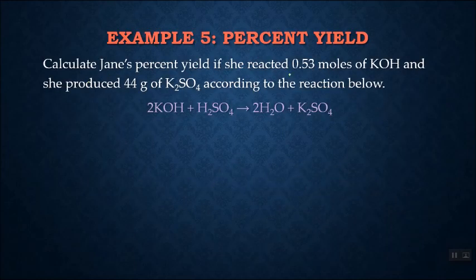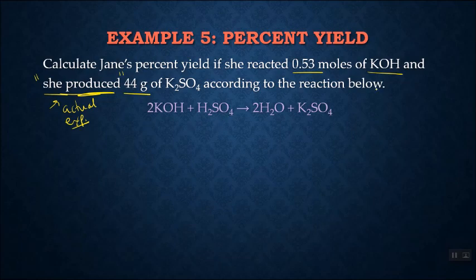All right, Jane's percent yield. Calculate Jane's percent yield if she reacted 0.53 moles of KOH and she produced 44 grams of potassium sulfate according to this reaction. Now, she produced, this is the key word here, that's telling you the actual, okay? So that's how it's worded in the problem. That's the experimental. So that's given to you.